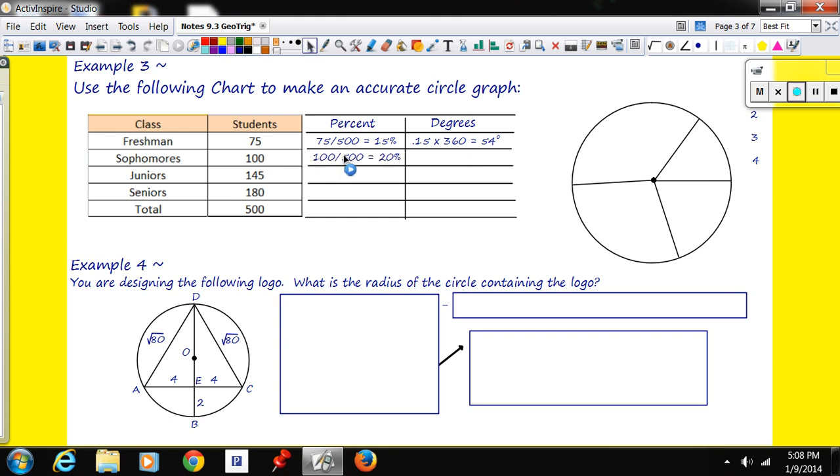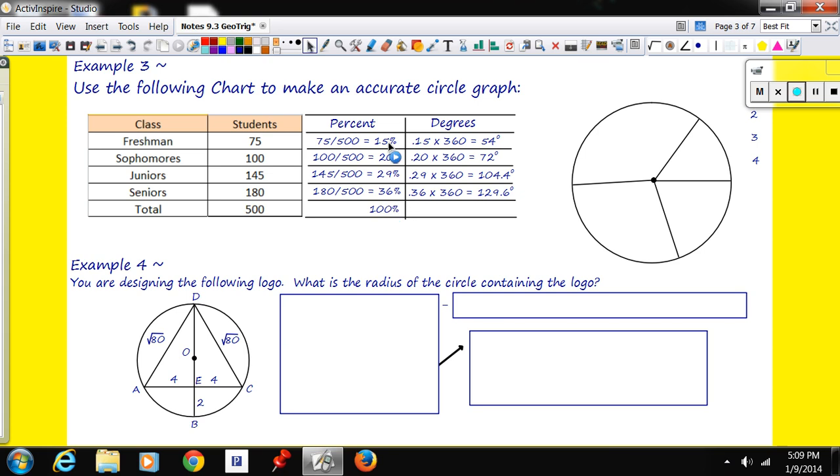100 sophomores would be 20%, and 72 degrees. I'll go through these quickly because you've already seen how the first one works, and they all work the same. 145 juniors, which is 29%, and it would be about 104.4 degrees when you multiply it by 360. 180 seniors, 36%, so it's 129.6.